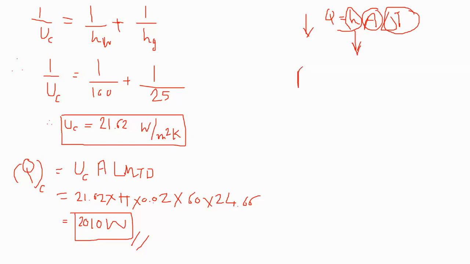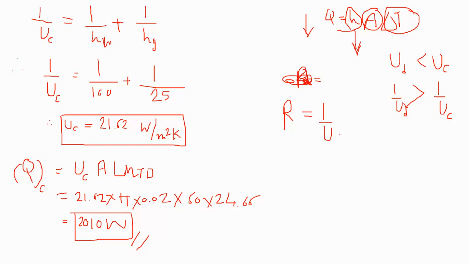So we can write the fouling factor. When you find the overall heat transfer coefficient in a dirty pipe, it is always less than that for a clean pipe, because fouling will resist the heat transfer. So 1 upon U is greater than 1 upon U of the clean pipe. So the fouling factor R is equal to 1 upon U dirty pipe minus 1 upon U clean pipe.